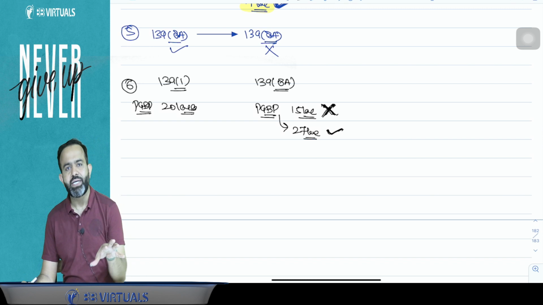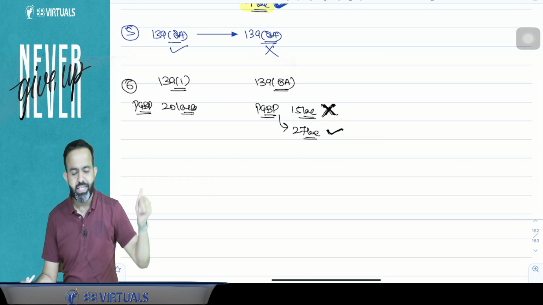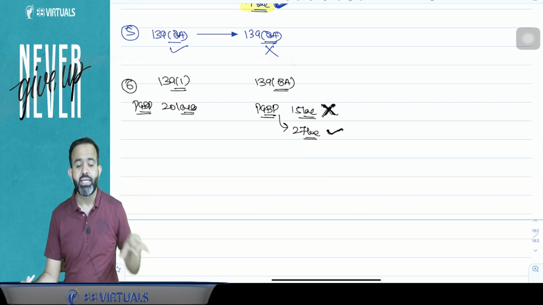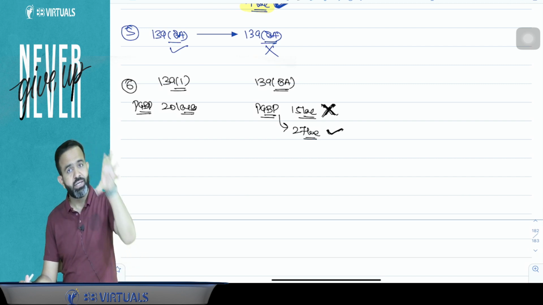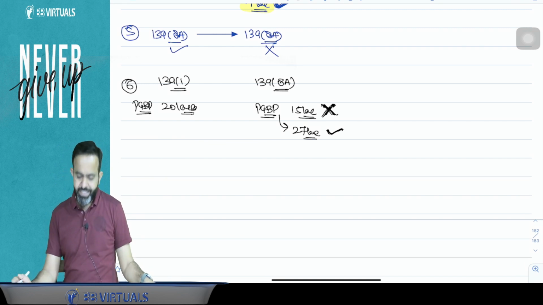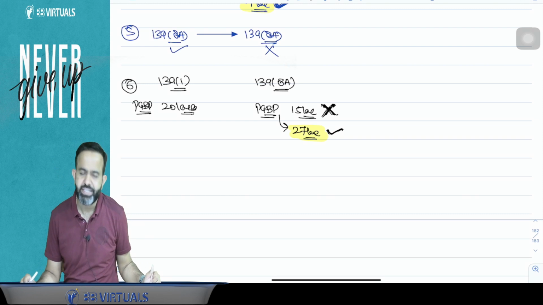So in simple words, suppose earlier you already filed the return. Now you want to file the updated return. You can file, but in the updated return, your tax liability cannot be decreased. If there is a decrease in tax liability, you cannot file the updated return. But if there is an increase in tax liability, yes, you can file the updated return.